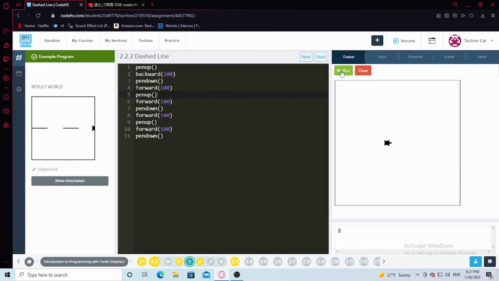So if we run it, there you go. So backward, of course, it's the opposite of forward, and it makes Carol go backwards instead of in front. So if Carol would be facing north, and we press backward, she's going to go south. But in this case, because she was facing east, and we set it backward, she's going to go west. And then with the combination of pen up and pen down, we have a very nice dotted line.